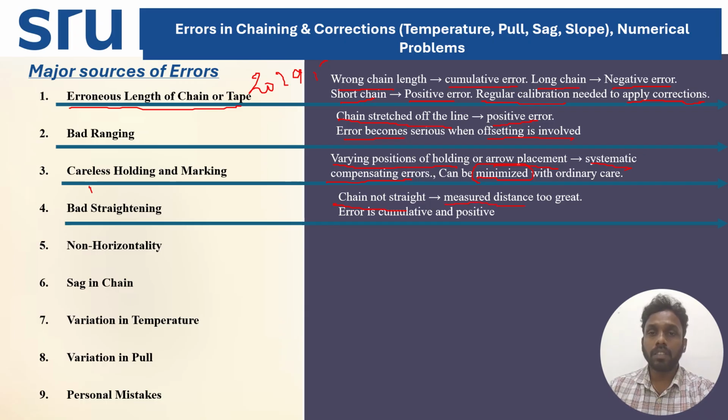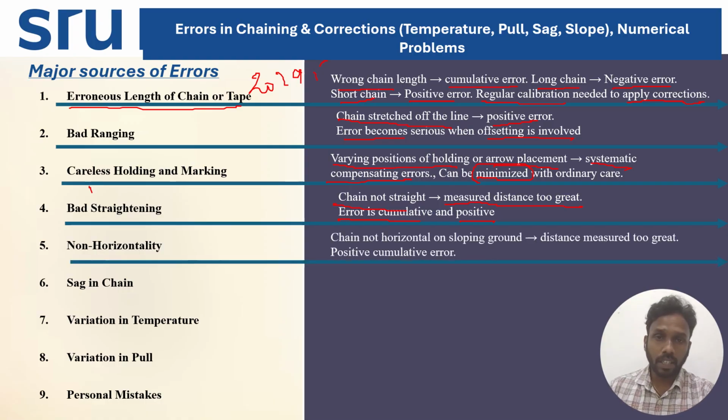This gives you a measured distance too great because your chain is too short. That gives you a bigger measurement. So this comes under cumulative error and it's a positive error. Because whatever measurement you're taking with that badly straightened chain will give you an erroneous reading. So this reading will keep on accumulating, which gives you a huge deviation from your actual, which is in the M book and towards your measurement. So this should be avoided accordingly.